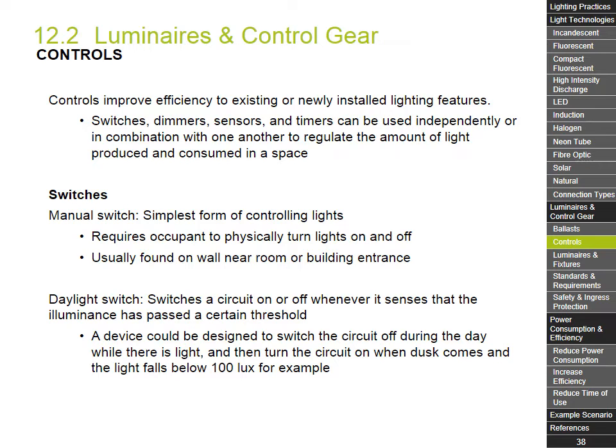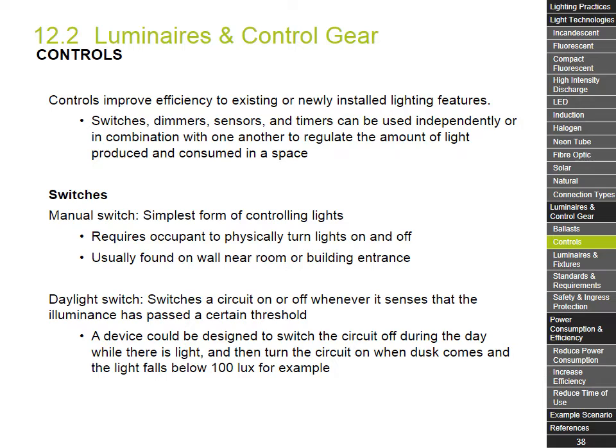A daylight switch is a device that switches a circuit on or off whenever it senses that the illuminance has passed a certain threshold. For example, the device could be designed to switch the circuit off during the day while there is light, and then turn the circuit on when it is dusk and the light falls below a defined threshold, typically around 100 lux. This is useful for when lights are used externally and only need to operate at night time when it's dark.